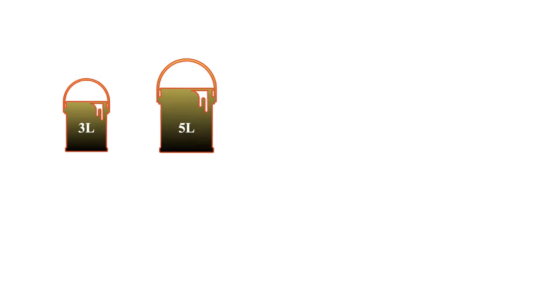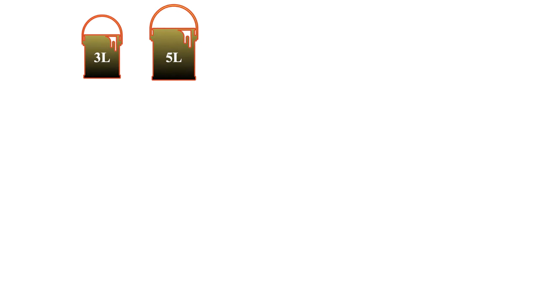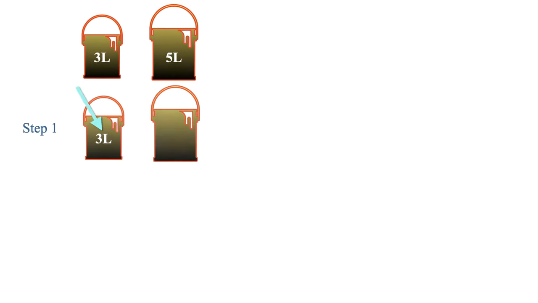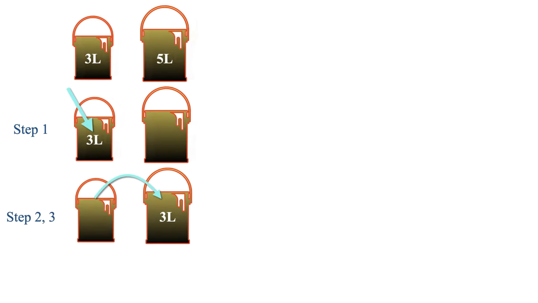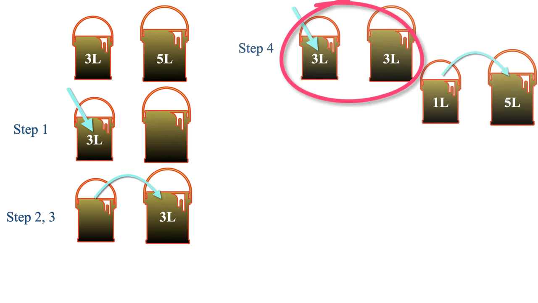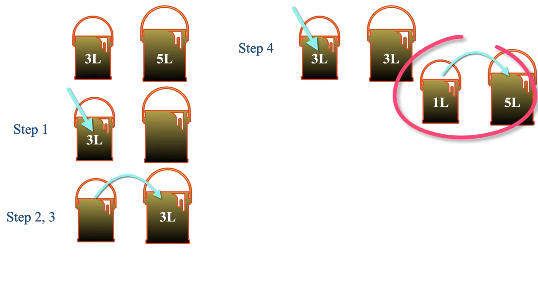You have to follow these steps to solve this puzzle. In the first step, fill the 3 liters bucket completely. In the second step, pour that water into the 5 liters bucket. In step 3, the 5 liters bucket is now filled with 3 liters of water, where there is space for 2 more liters. Now in step 4, again fill the 3 liters bucket and pour it into the 5 liters bucket.